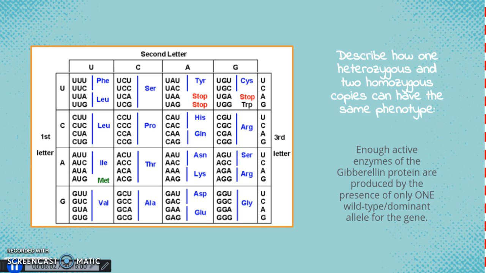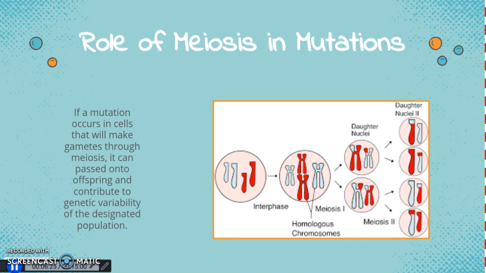And how can we describe how one heterozygous and two homozygous copies can have the same phenotype? It's because enough active enzymes of the gibberellin protein are produced by the presence of only one wild-type dominant allele for the gene. So there actually doesn't need to be much impact or presence of the gene in the genotype for that to occur. So what role can meiosis play in mutations?